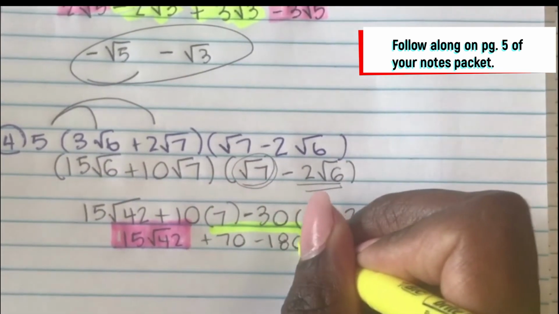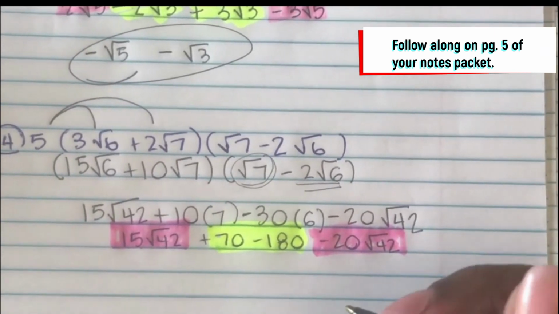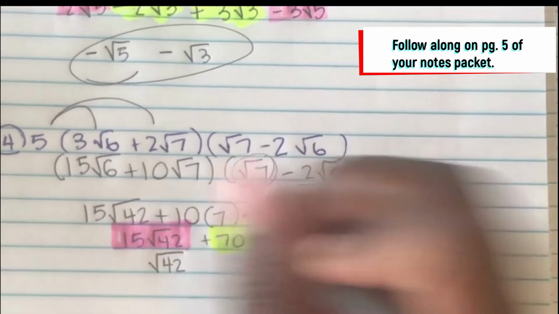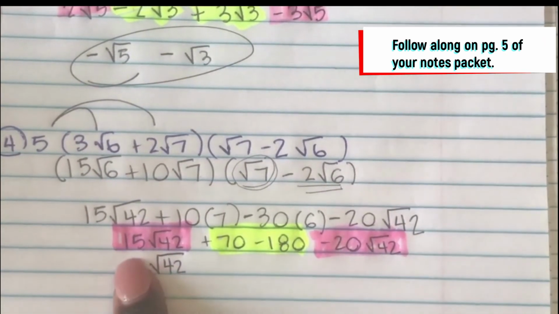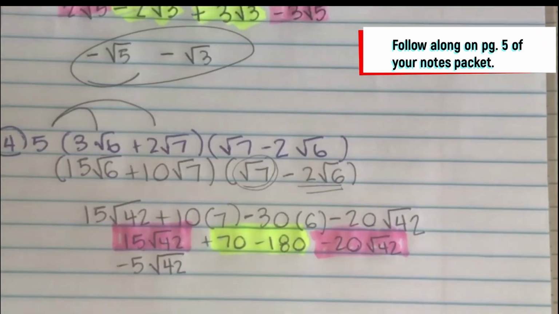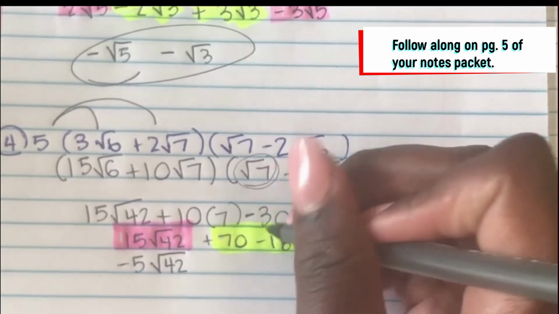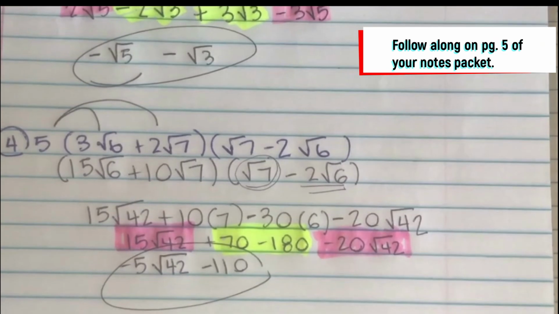Let's do the square root of 42s first. So remember, when you combine like terms with radicals, the part that they have alike is going to stay the same, and we're only going to change what's on the outside. 15 minus 20 is negative 5, so that's what goes on the outside of square root of 42. And then 70 minus 180 is negative 110, and that's our final answer.